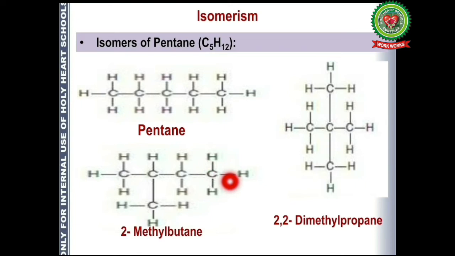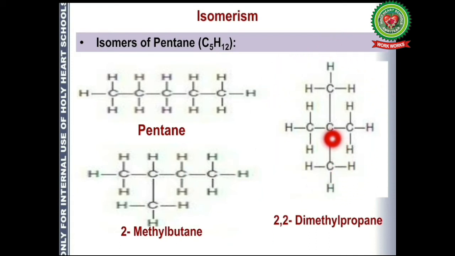When the carbon from the terminal position shifts to the second position, it is known as 2-methyl butane, since the longest chain consists of 4 carbons. Now the next one: when we see this middle carbon, one of its valencies is still satisfied with the help of hydrogen. So what we can do? We can pick up this terminal carbon with its CH3 and place it here, and the hydrogen can shift accordingly to this position, and it gives rise to this structural formula.